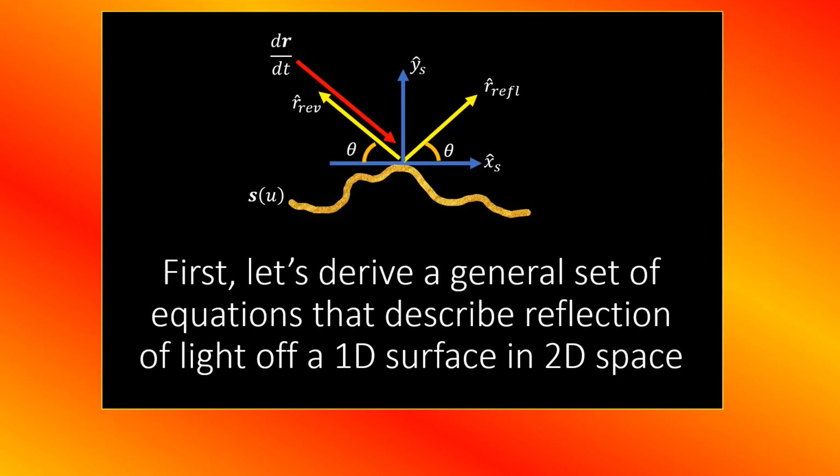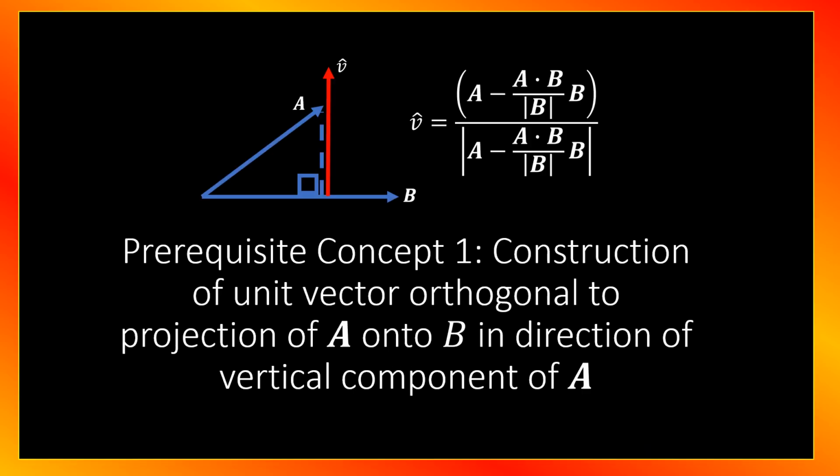First, let's derive a general set of equations that describe reflection of light off a 1D surface in two-dimensional space. I'll explain this diagram over here in a little bit, but that's what we're going to use to model the problem. Before we get started, I'm going to explain a prerequisite concept.